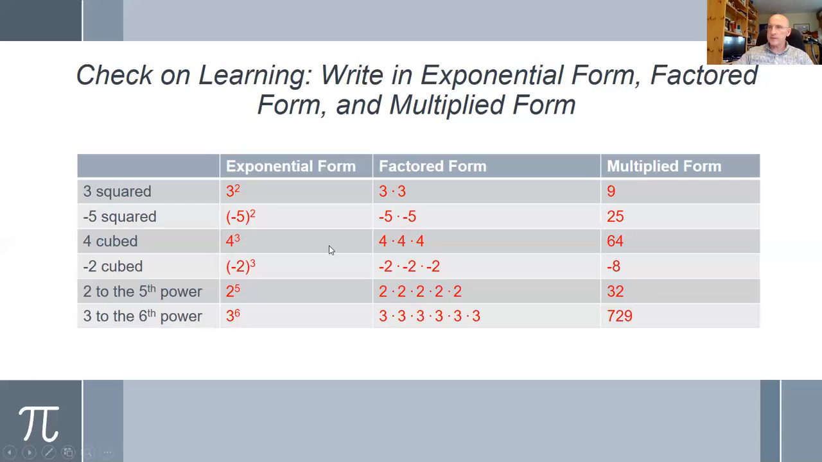4 cubed, you can see how that one's written. Factored, 4 times 4 times 4, multiplied is 64. Minus 2 cubed is minus 2 to the little 3. Remember, cubed means to the third. Minus 2 times minus 2 times minus 2, multiplied is minus 8. 2 to the 5th power is 2 to the little 5. So you'd multiply 2 five times: 2 times 2 times 2 times 2 times 2. And the multiplied form would be 32. 3 to the 6th power, you'd multiply 3 by itself 6 times, so 3 times 3 times 3 times 3 times 3 times 3, which is going to be 729.